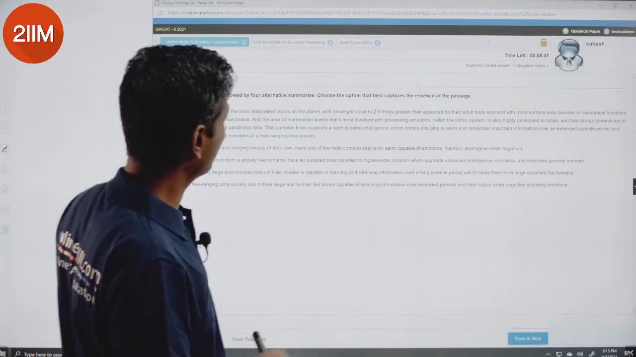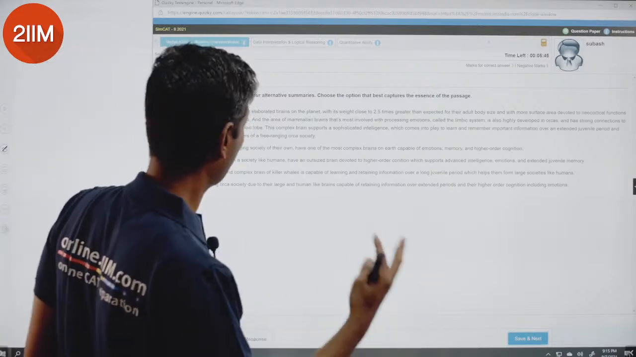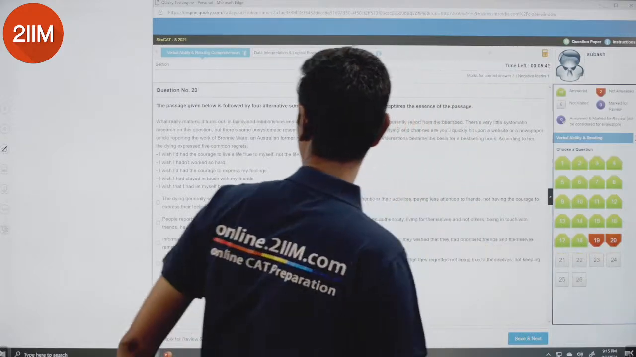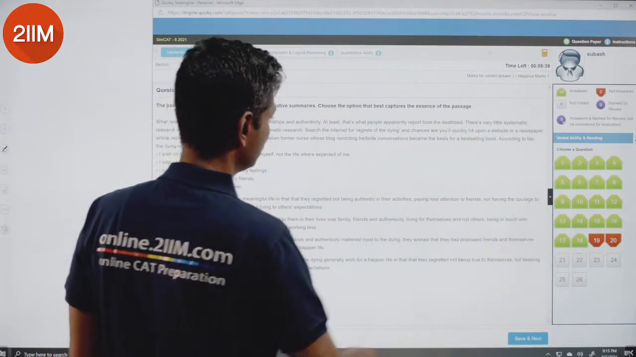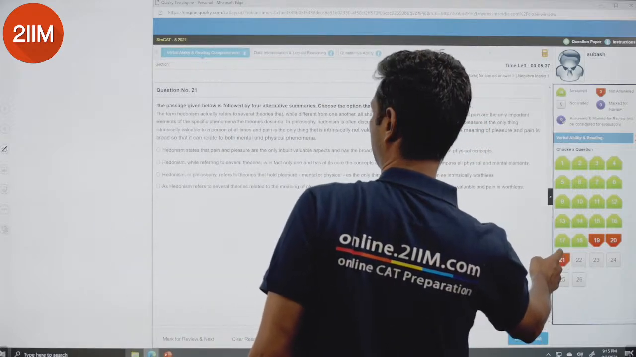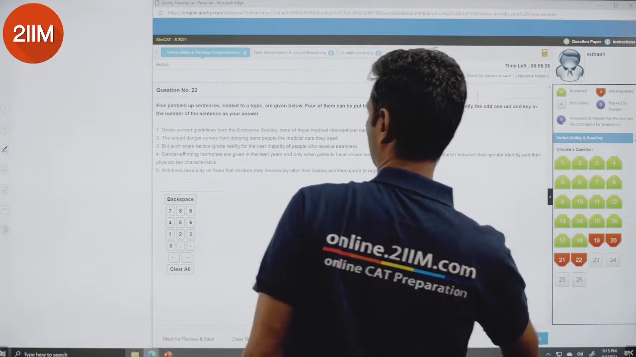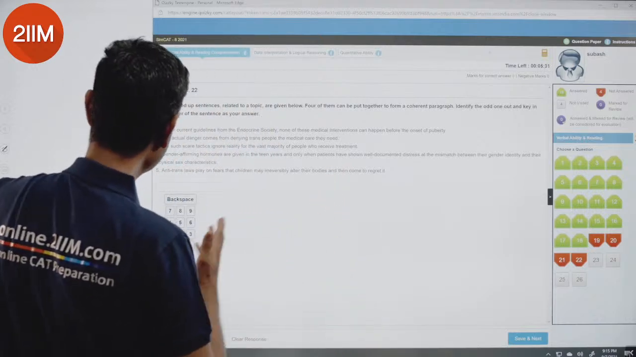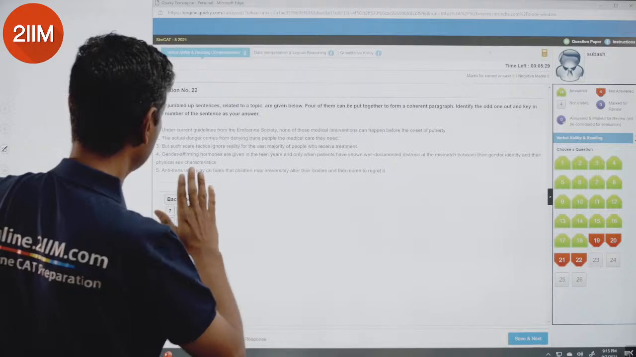Lovely. Alternate summaries. I don't have that much time. I'm already struggling with time. Let me see this. Para summary is not so happy. Again, para summary. Para jumble. Let's have a crack at this. Odd one out and key in the number of sentences you answer. So five jumbled sentences.